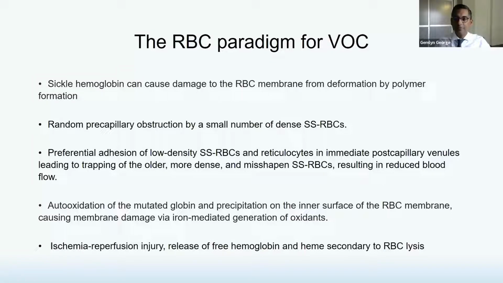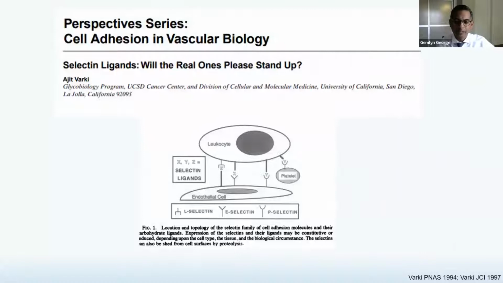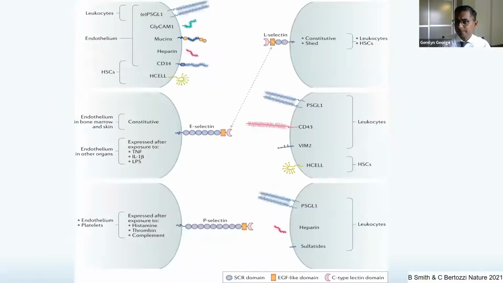And because there's damage to the red cell, there's damage everywhere, so on and so forth. There's basically ischemia reperfusion injury, release of free hemoglobin, and heme secondary to RBC lysis. Now, while all this is happening, something really cool is happening within the field of glycobiology. In 1989, the selectin family of cell adhesion molecules were discovered. And through the 90s, the function of these molecules were elucidated.